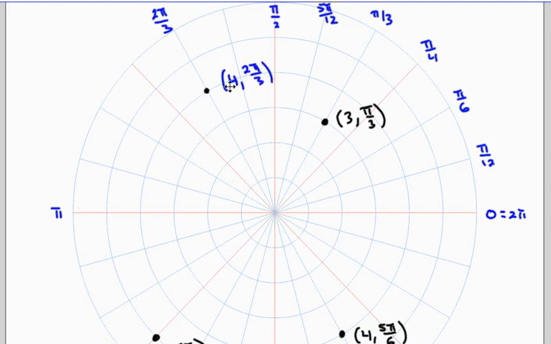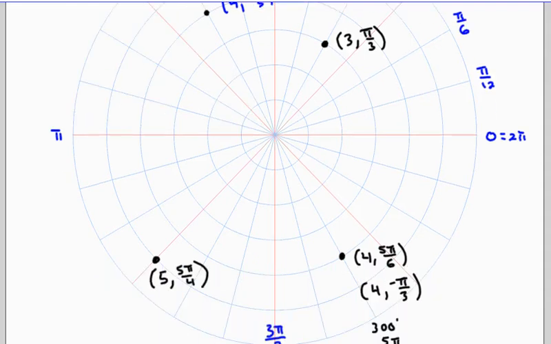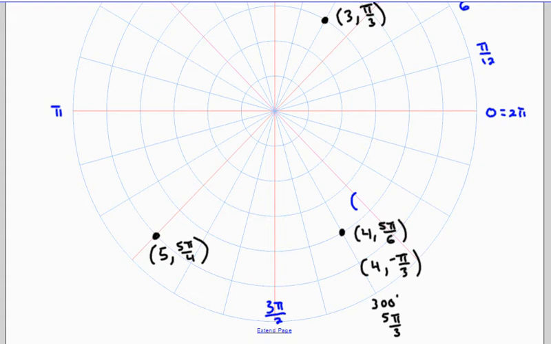But if I change that 4 to a negative, it means go 2 pi over 3 radians, but then instead of going in that direction 4, go in the opposite direction 4. So this point right here I could also say is negative 4 and 2 pi over 3. Right? So there's an infinite amount of ways to write a point in polar coordinates. That's one of the drawbacks.